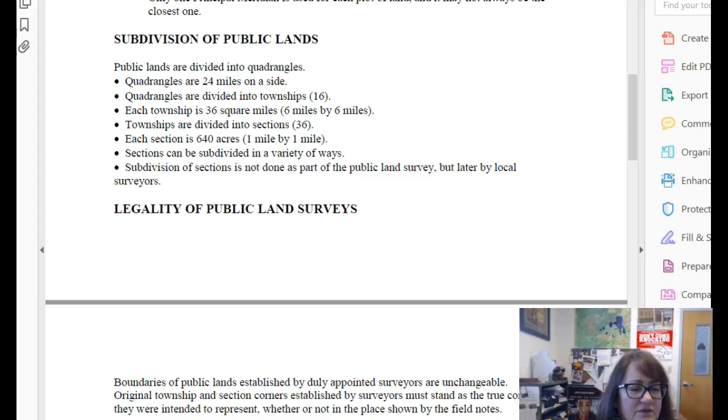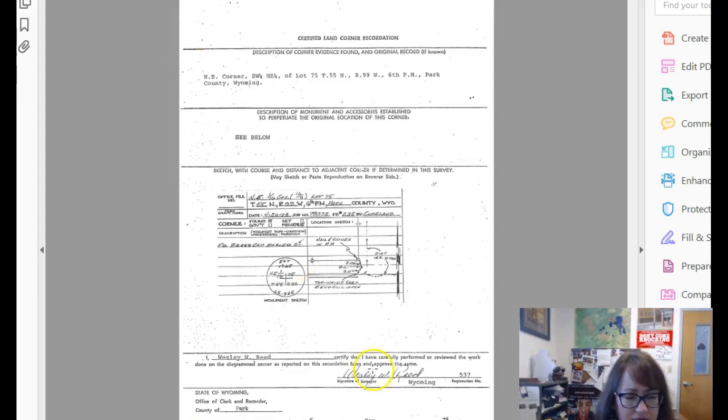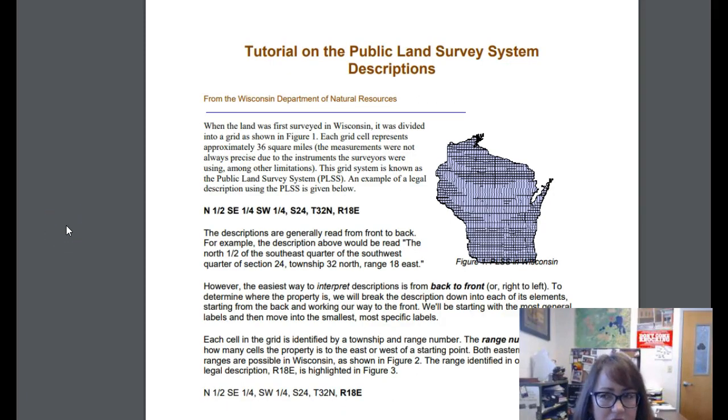Let me see if I can find another document. So this document is on your Moodle page under PLSS tutorial, and this will give you sort of the nuts and bolts of doing your homework.